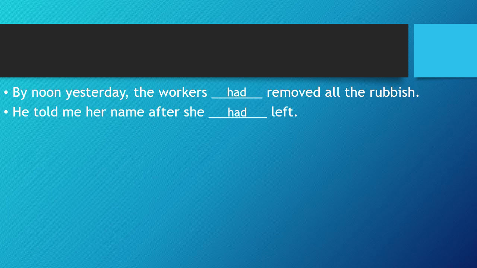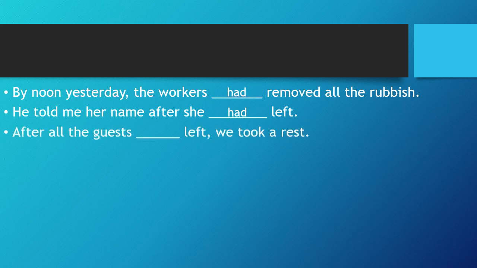So, the action has been done in the past already. So we have added had in this sentence. Next is: after all the guests had left, we took a rest. Here in this blank comes had.